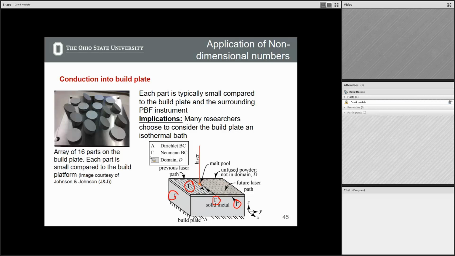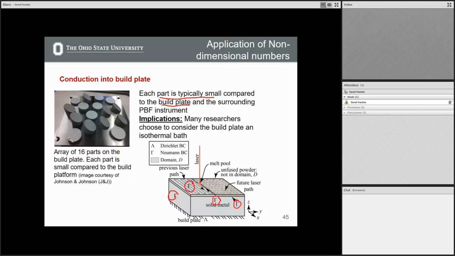The next question is, what do we do at this base? This is not really something we're putting equations on, but it's worthwhile noting that each part is typically small compared to the build platform or build plate. I would say this is typical. It's not that there aren't counterexamples. There are definitely counterexamples where they're building something so large that it starts to get to be on the order of the size of the build platform. But this is just rough orders of magnitude, that these parts are usually just a fraction of the size of this build plate.